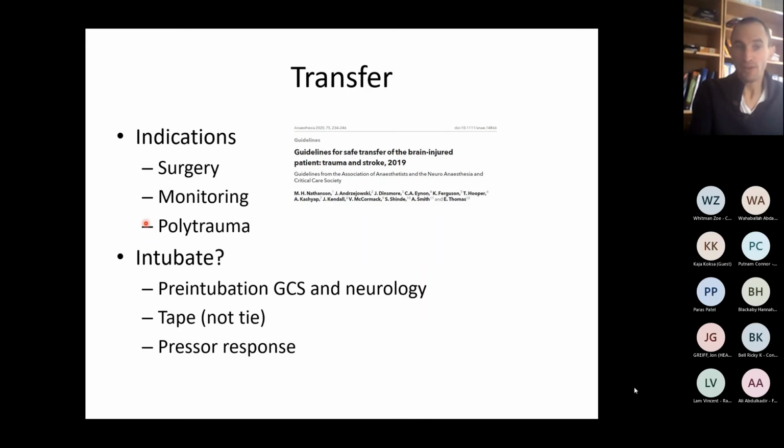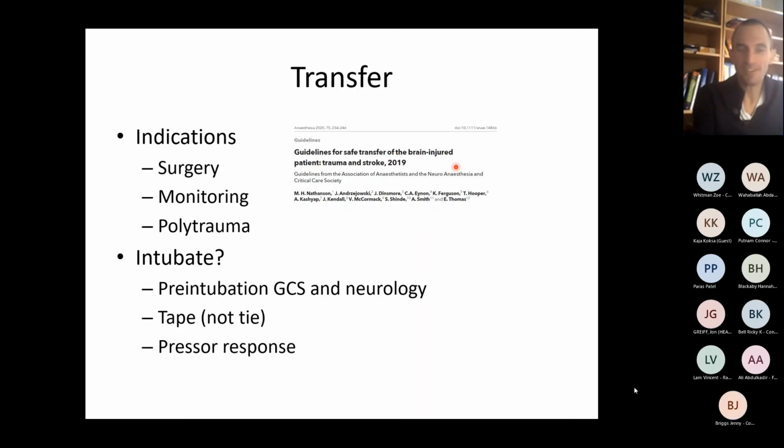Within our trauma network, patients that have had polytrauma by definition should be transferred anyway, and definitely a head injury in the context of other trauma should be transferred to Queen's. We touched on the subject of intubation and whether we should intubate the patient. The AGBI, or the association guidance, has some specific words on what we should do with those patients, and specifically on the staff that should transfer.